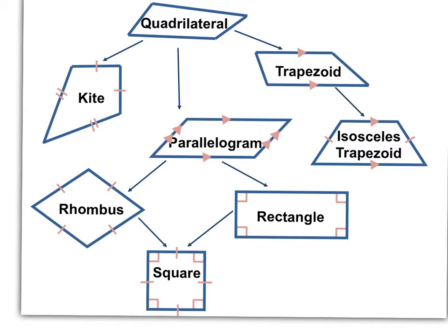And for parallelograms, when we get down to a square, we can say a square is also a rectangle, it's also a rhombus, it's also a parallelogram, and it's also a quadrilateral. But be careful, so all squares are rectangles, but not all rectangles are squares.